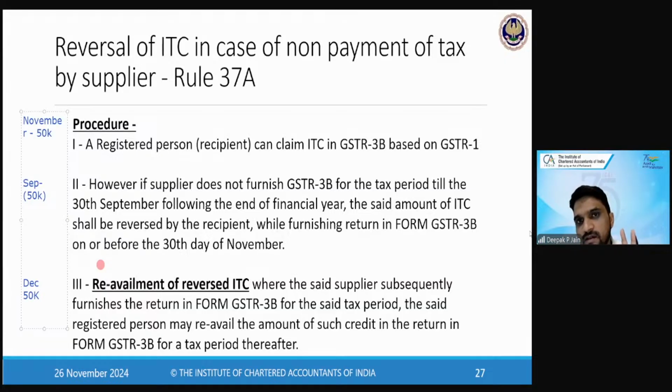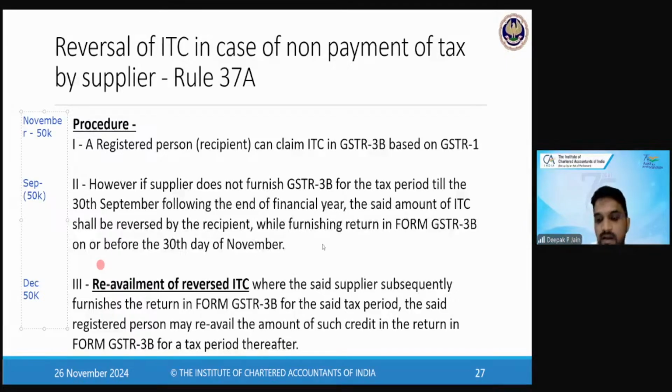Anirudh, again the same thing. Basis of 1, you can claim it in your 2B. So the recipient has to reverse till November. If the supplier has not filed till September, correct. He has to reverse in November. That's the outer limit. November 30th means what? Which return? October's return. By October's return, you have to reverse it. ठीक है.